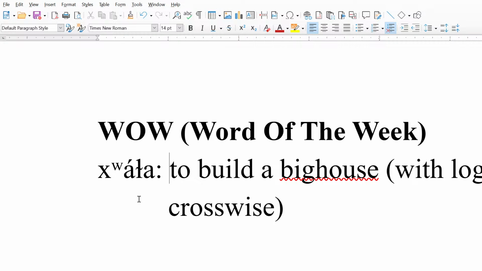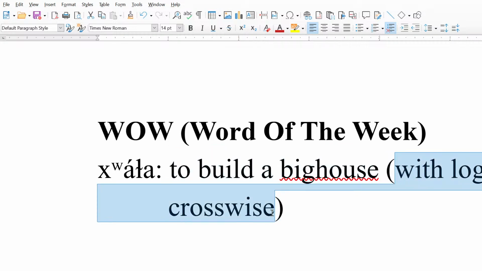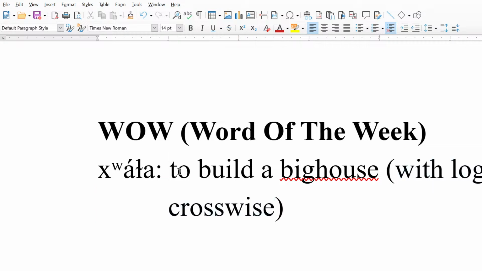And this means to build a big house. This has to do with the logs. So building a big house with logs crosswise. So if you've ever been inside a big house, you'll see all the cross beams. So that's what they're referring to. And again, the word is huathla. And that's it for Wow, the word of the week.